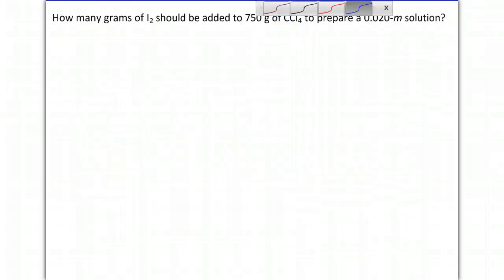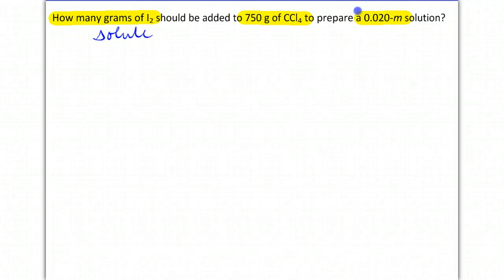Okay, in this scenario, it's going to be a little bit different. How many grams of iodine should be added to 750 grams of carbon tetrachloride for a 0.020 molal solution? So first of all, we need to identify our solute, which is going to be iodine, and our solvent, which is going to be carbon tetrachloride. One of the rules of thumb is that your solute is added to your solvent. Otherwise, carbon tetrachloride is a common solvent, and iodine is a solid typically used as a solute.